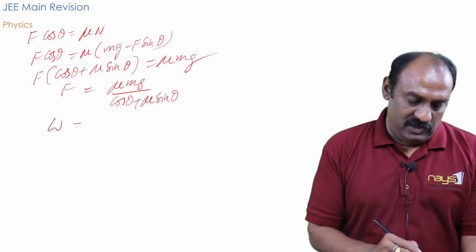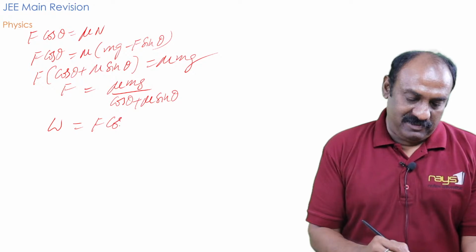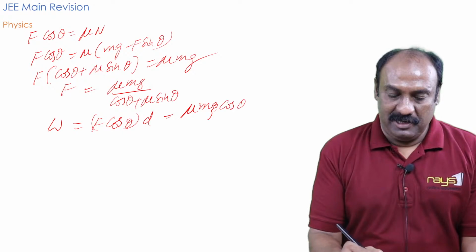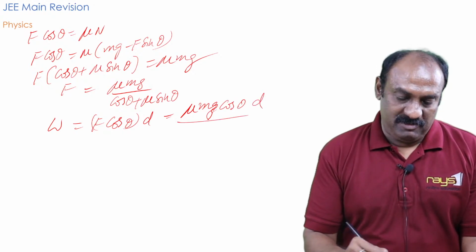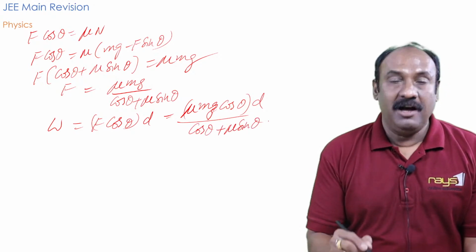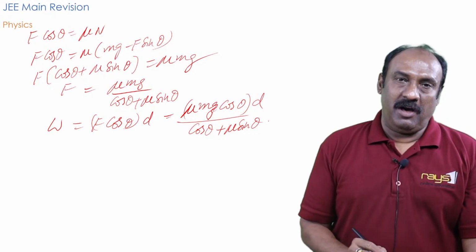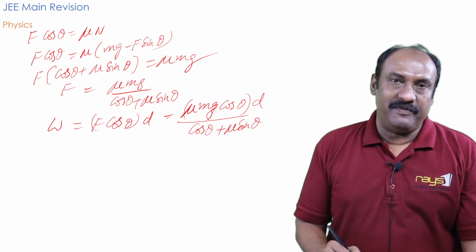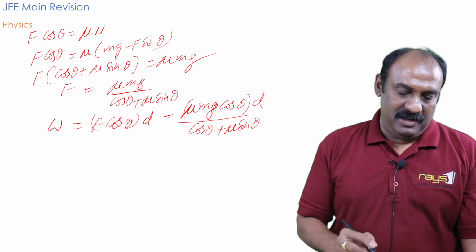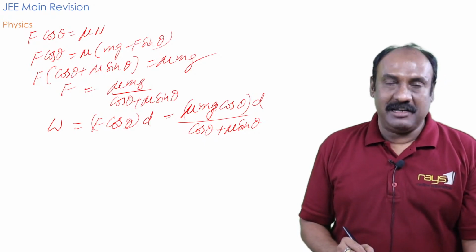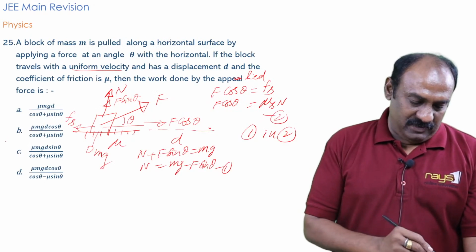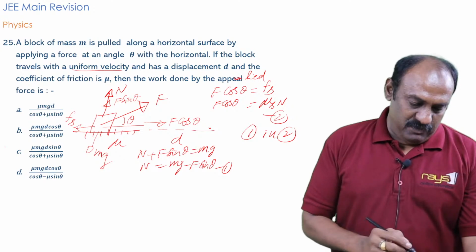So, work done is equal to the force along the horizontal direction, f cos theta, into displacement, that equals mu mg cos theta into displacement by cos theta plus mu sin theta. This is the amount of work done in moving this block through a displacement d on the horizontal surface when it is acted upon by a force f at an angle theta with the horizontal. It is mu mg d cos theta by cos theta plus mu sin theta.